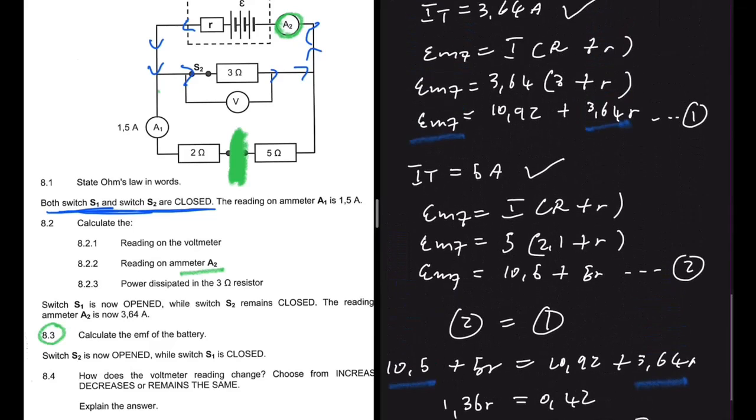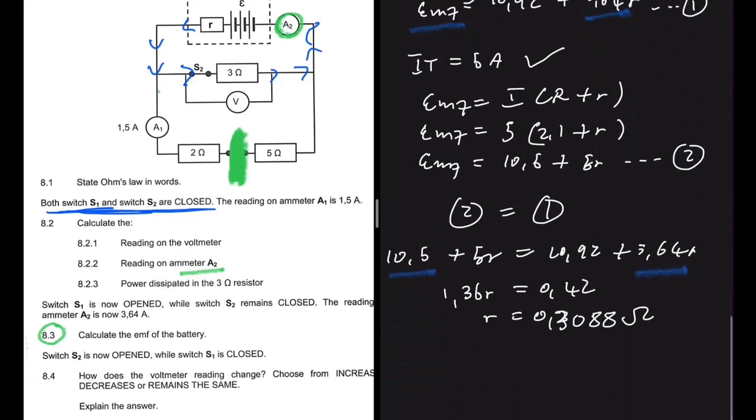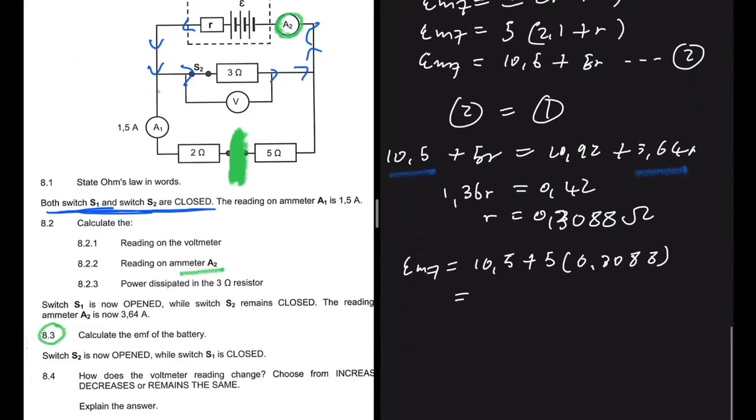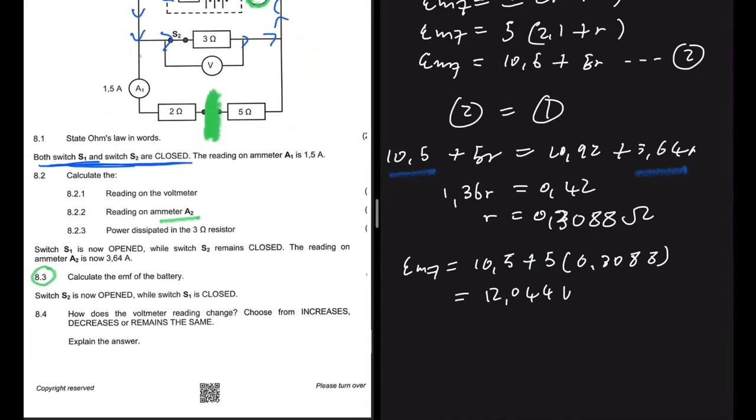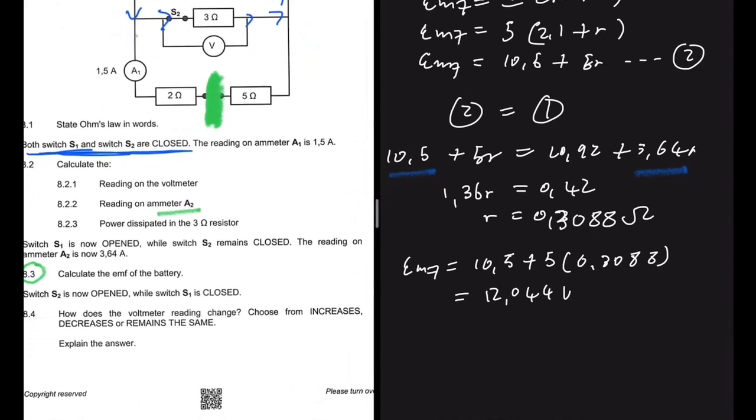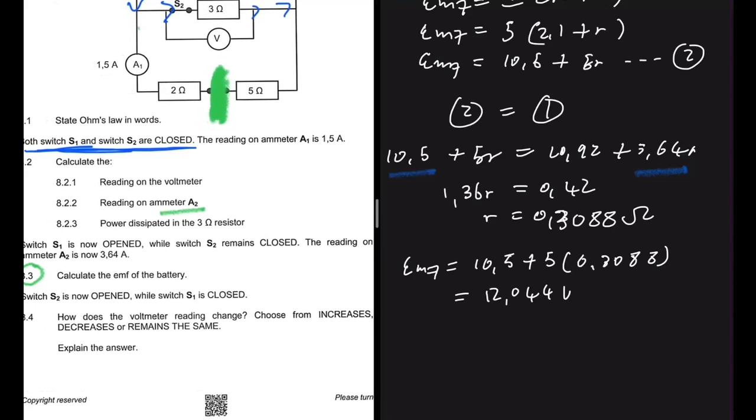We can substitute it into either equation 1 or 2 to find our EMF. So if we substitute it in equation 2, we're going to get 10.5 plus 5 multiplied by 0.3088. I'm getting 12.044. So 12.044 volts seems to be our EMF. Right, and now this question 8.4 is actually out of 4 marks.